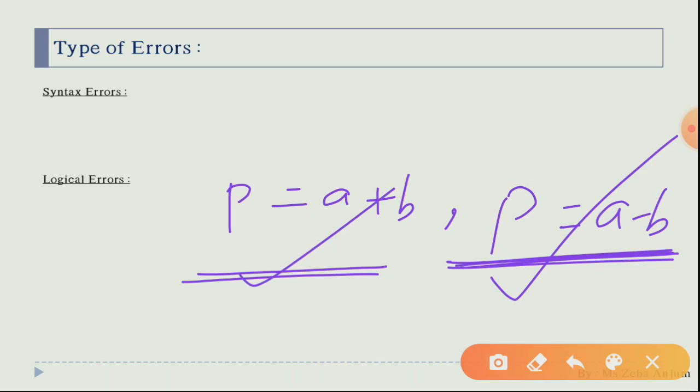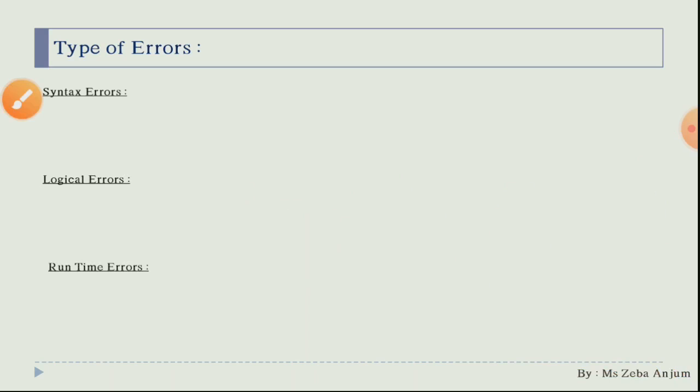Your computer is not going to do anything regarding this. So basically logical errors are related to logic. Okay, see the third one, runtime error. Runtime error आपका क्या होता है, जब आप एग्जीक्यूशन के लिए जाते हो, जब आप एग्जीक्यूशन करते हो, at the time of execution जो आपके एरर्स आते हैं वो आपके रन टाइम एरर होते हैं.